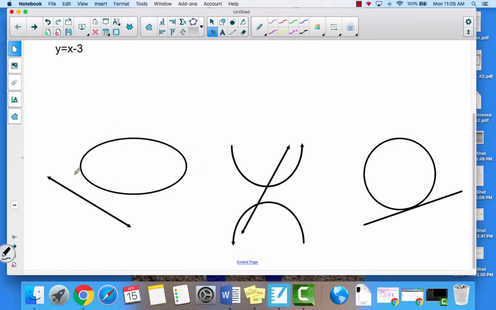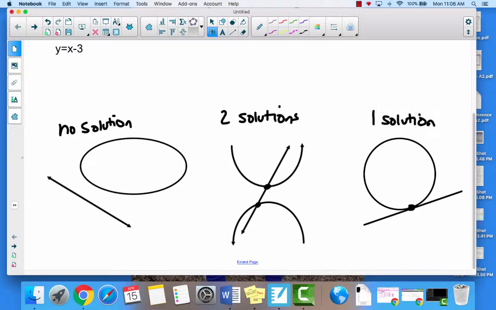Here we've got an ellipse and a line. Notice that they never cross, so this would be considered no solution because they're never going to intersect. Here we've got hyperbolas and a line, and notice they cross at two places, so that would mean that this has two solutions. And then this example here, we've got a circle and a line where they cross at one point, so this would be a one solution example. And so what we're going to be doing today is using our systems of equations of lines and conics to solve for the intersections. And notice we could have one, none, or two.